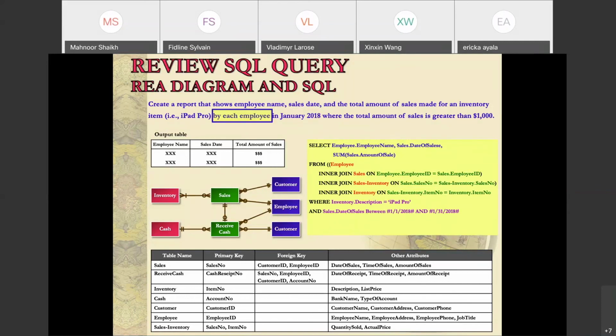And we will also sort it by each employee. So what are we gonna do? First we sort, okay? So group by employee, employee name, sales, date of sales, and then the number needs to be over 1,000. So having SUM, sum of sales, amount of sales that is over 1,000. So this is the whole procedure.